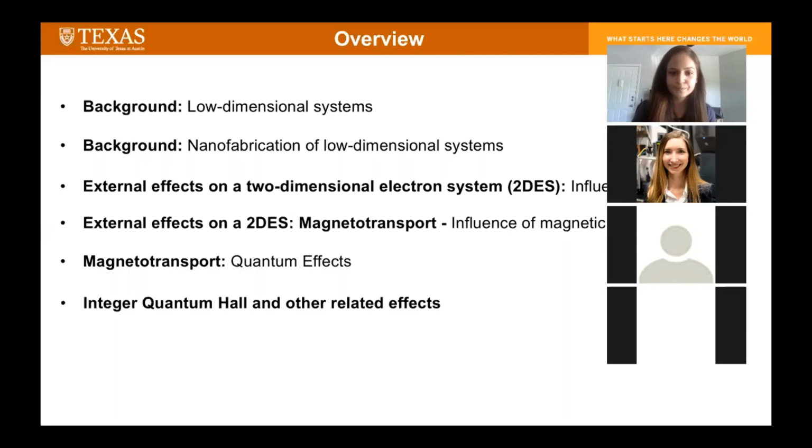Okay, so this is an overview slide which talks about what I'll be going through today. I'll give a brief introduction to low dimensional systems and how these are nanofabricated in the clean room. And then we'll look at some external effects. We'll focus mostly on a two-dimensional system, a two-dimensional electron system, and we'll look at some external effects on these systems, which means application of an electric field and magnetic field. And then we'll move on to some quantum effects that exist in these systems.